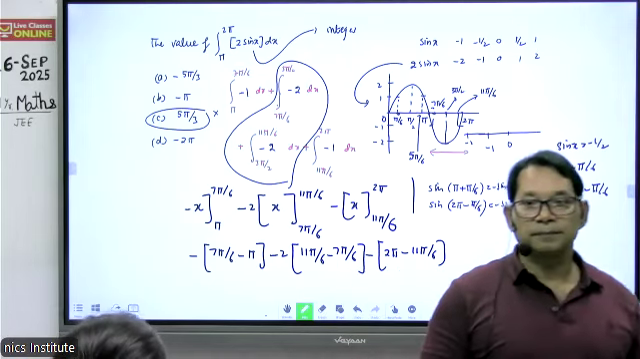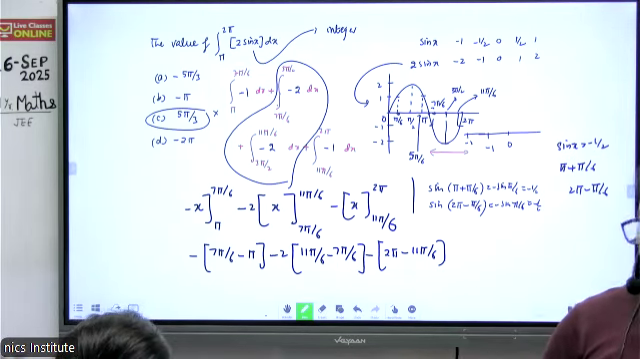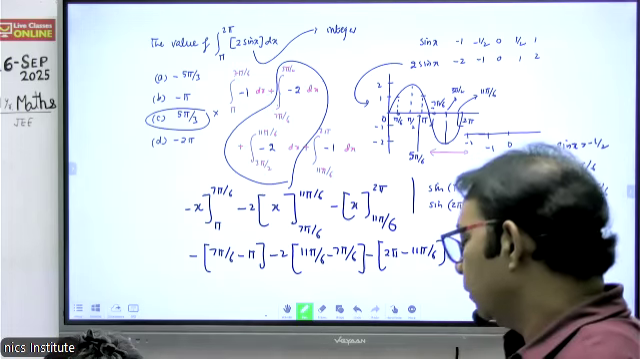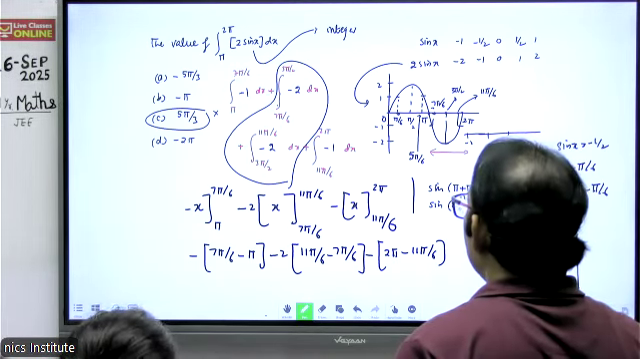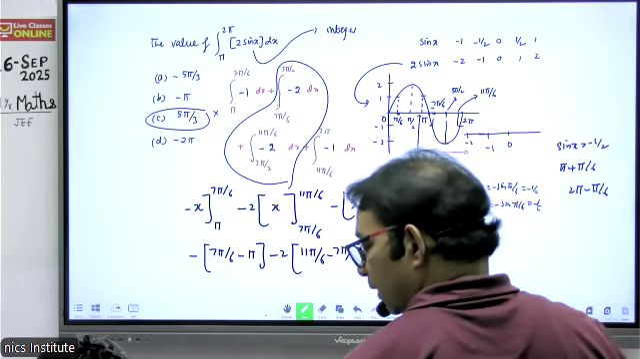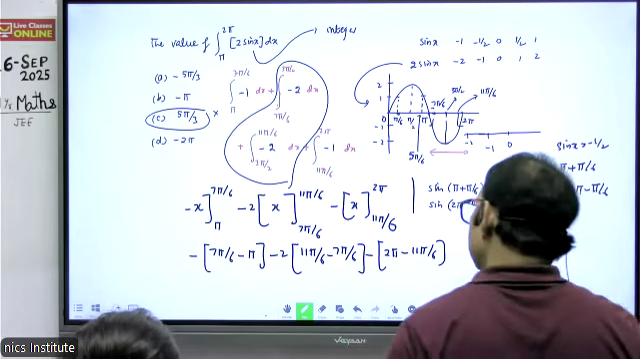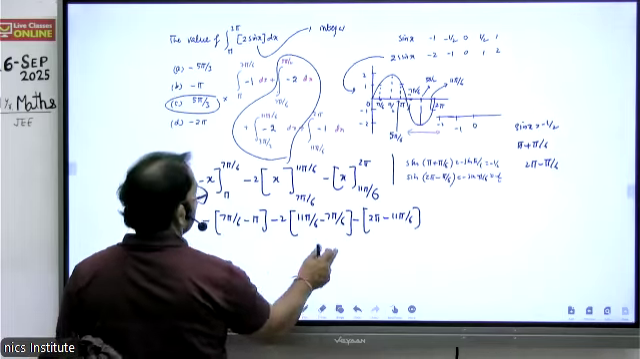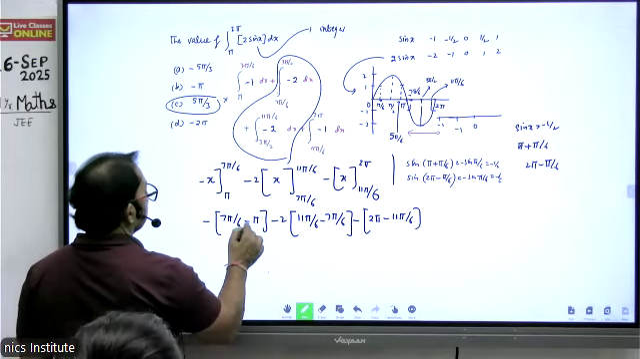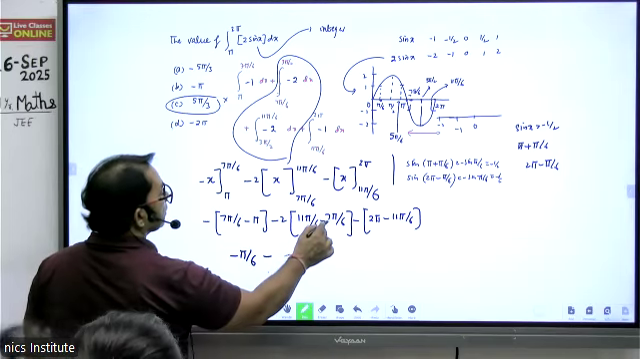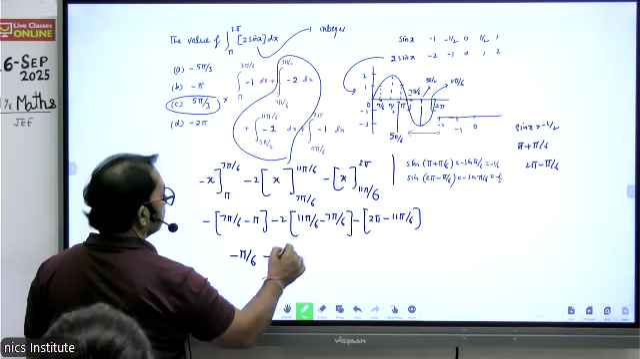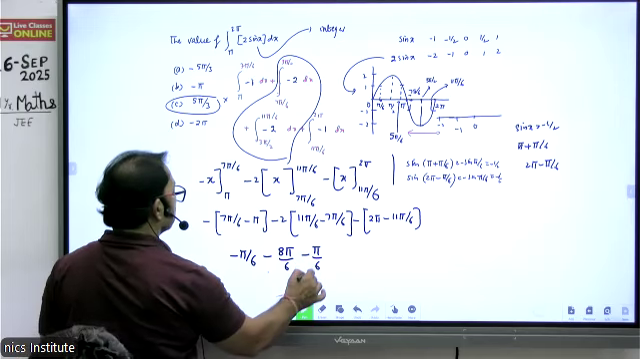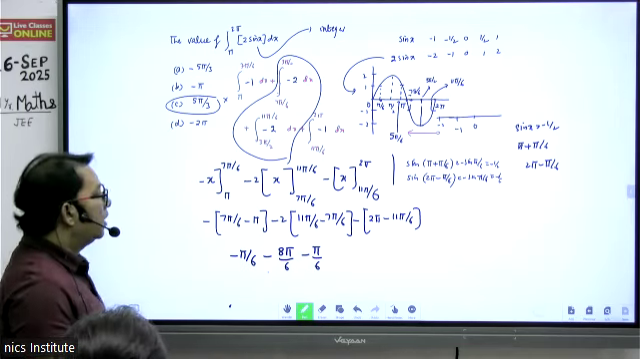Minus pi, minus a. What are you getting? This should have been negative, the first one. I took a shortcut, so you short-circuited. See, the first one is minus pi by 6. This is 4 pi by 6, no? 8 pi by 6. This is pi by 6. Minus 10 pi by 6.